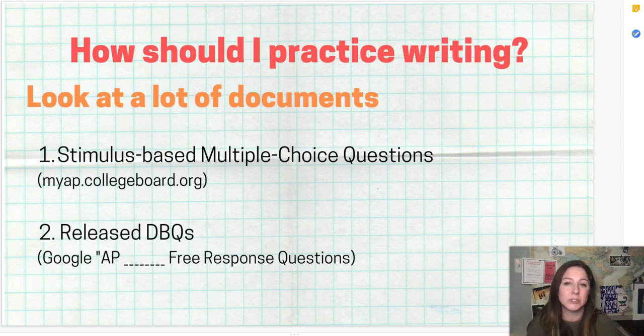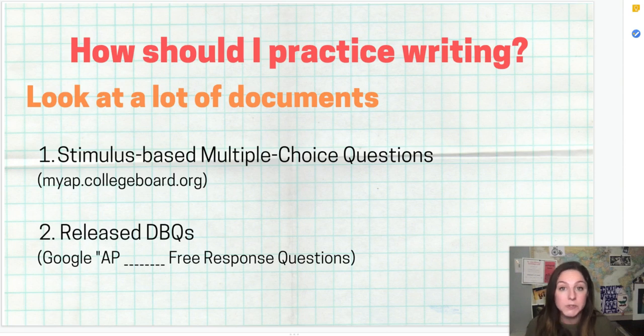Even though the test isn't multiple choice, every multiple choice question is linked to a document, and those documents are still really valuable. So make sure that you're looking at old stuff, especially images. They've already told us that at least one of the 5 documents will be something that's not text. So it might be a graph, it might be a painting, something along those lines. Looking at stimulus-based multiple choice questions is still really helpful because you'll be looking at a document, and then you can read the question and even just see what the right answer is and get an idea of what the College Board expects you to get out of that document, which you'll then do on your own on a DBQ.